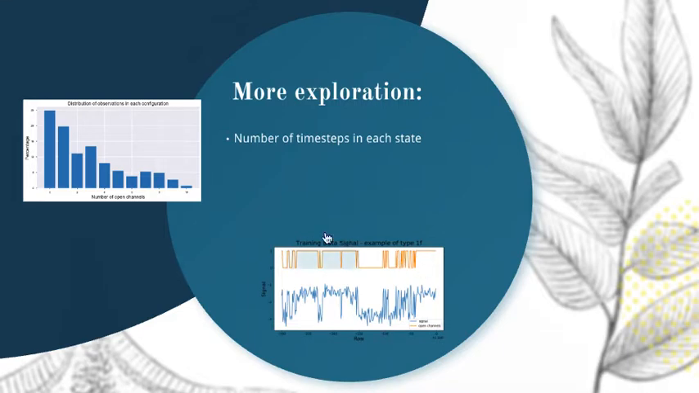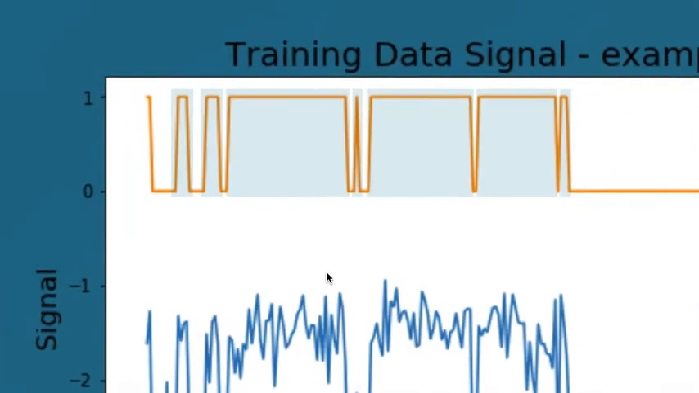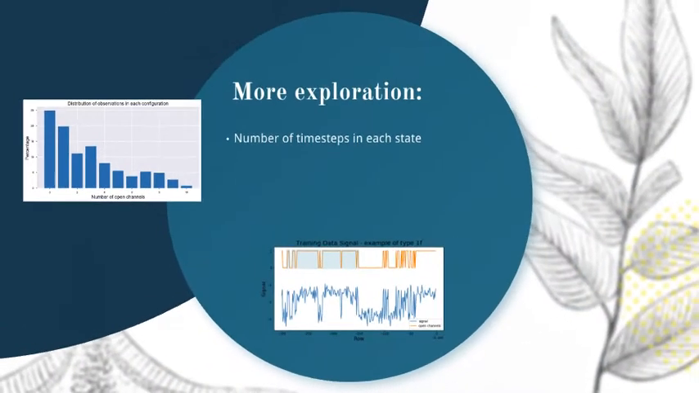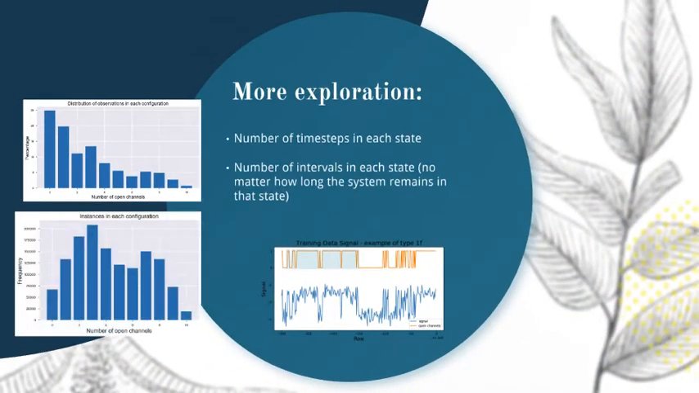So we tried to look at the number of intervals, and I highlighted them in blue here. So instead of counting how many time steps we spend in each configuration, we count the number of intervals. That would be 1, 2, 3, 4, 5, 6, 7 for this portion of the signal. So no matter how long they last, if it's just for one time step or for more, we count them as one interval. And when we did that, we got a very different histogram.